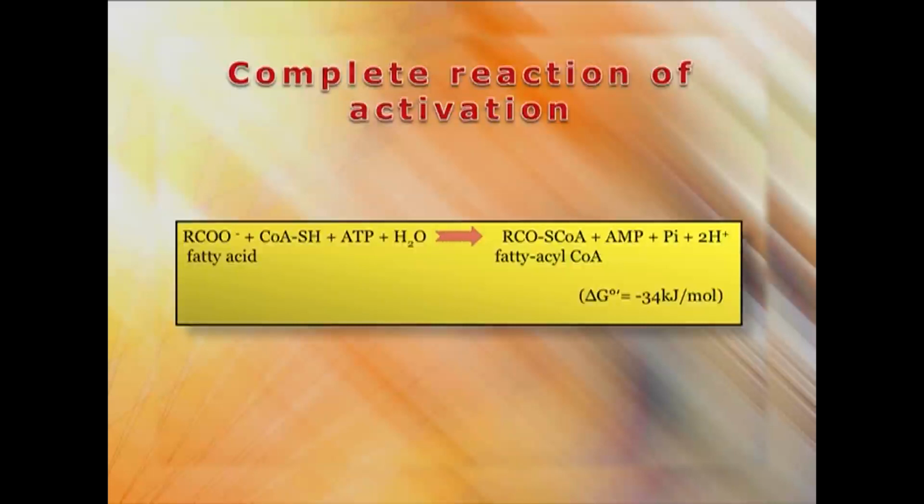The fatty acids react with coenzyme A, ATP, and water, giving fatty acyl CoA, AMP, inorganic phosphate, and proton with a delta G naught value of minus 34 kilojoule per mole. That is a very good value for the reaction to proceed forward.